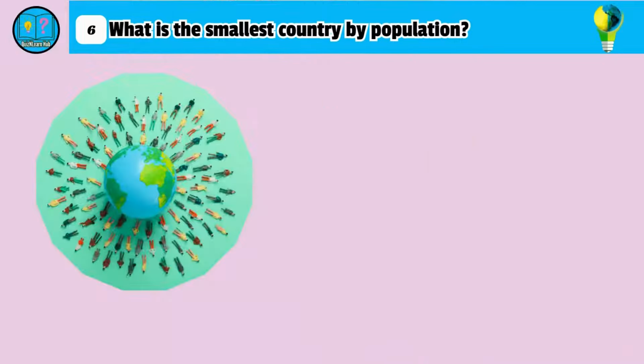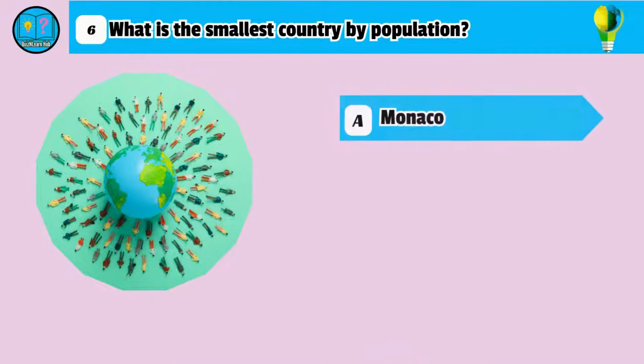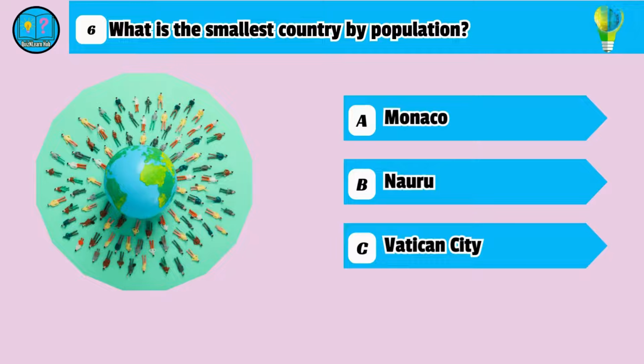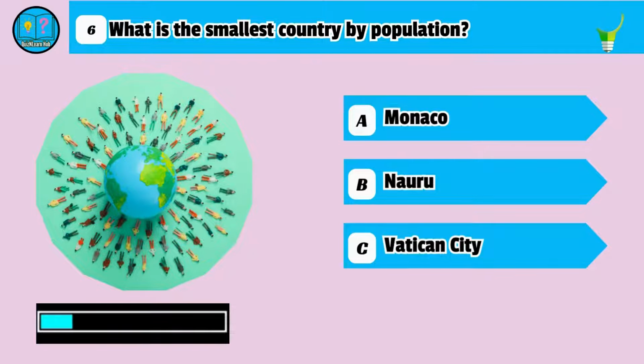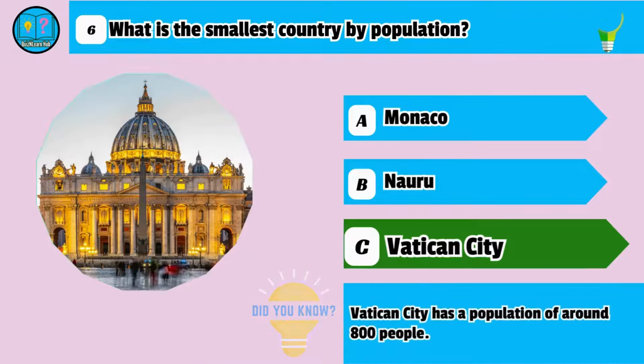6. What is the smallest country by population? Monaco, Nauru, Vatican City. Vatican City. Vatican City has a population of around 800 people.